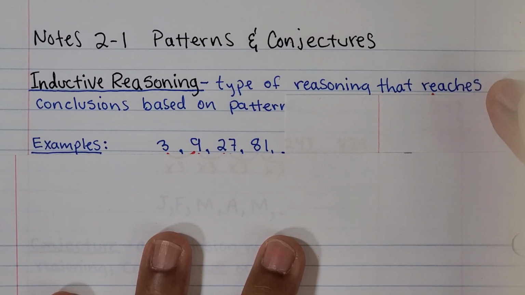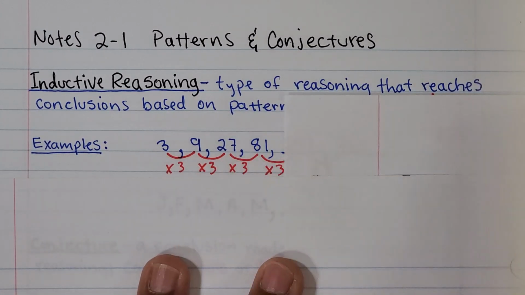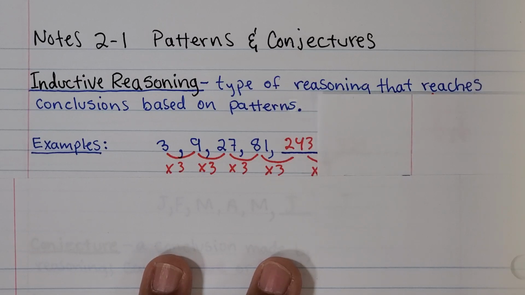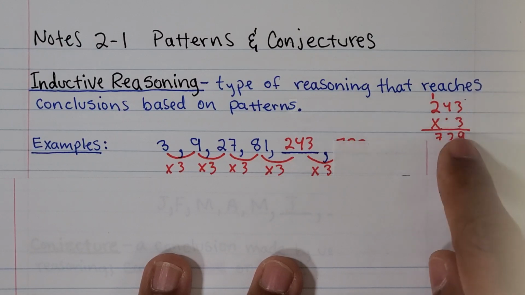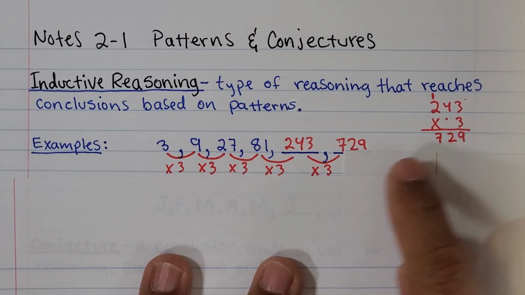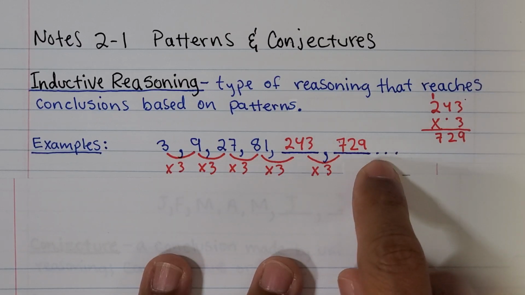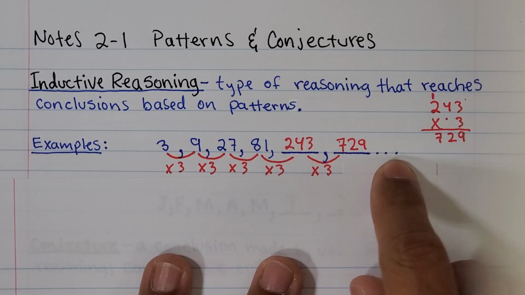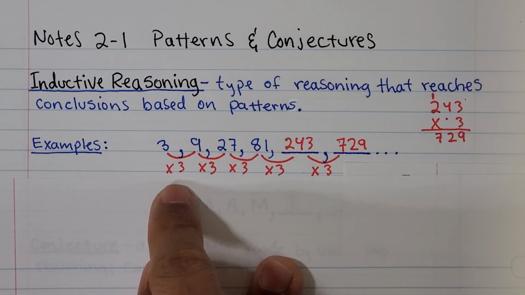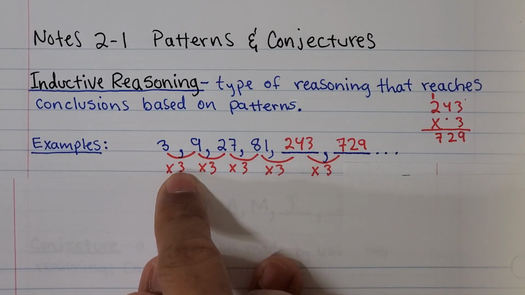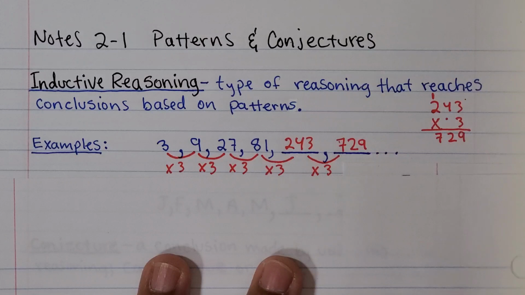So if I multiply 81 by 3, which is what I see the pattern is, the next term is 243. What if I'm being asked to find the next term? Then I multiply 243 by 3, and I have the work here. 243 times 3 is 729. So that's the next term. And the dots mean that this continues. So what if I want the next term after that, and the next term after that? I can find all the terms because I know the pattern now. The pattern is that each term is being multiplied by 3, and that gives you the next term, and so on and so forth. I hope that makes sense to you guys.